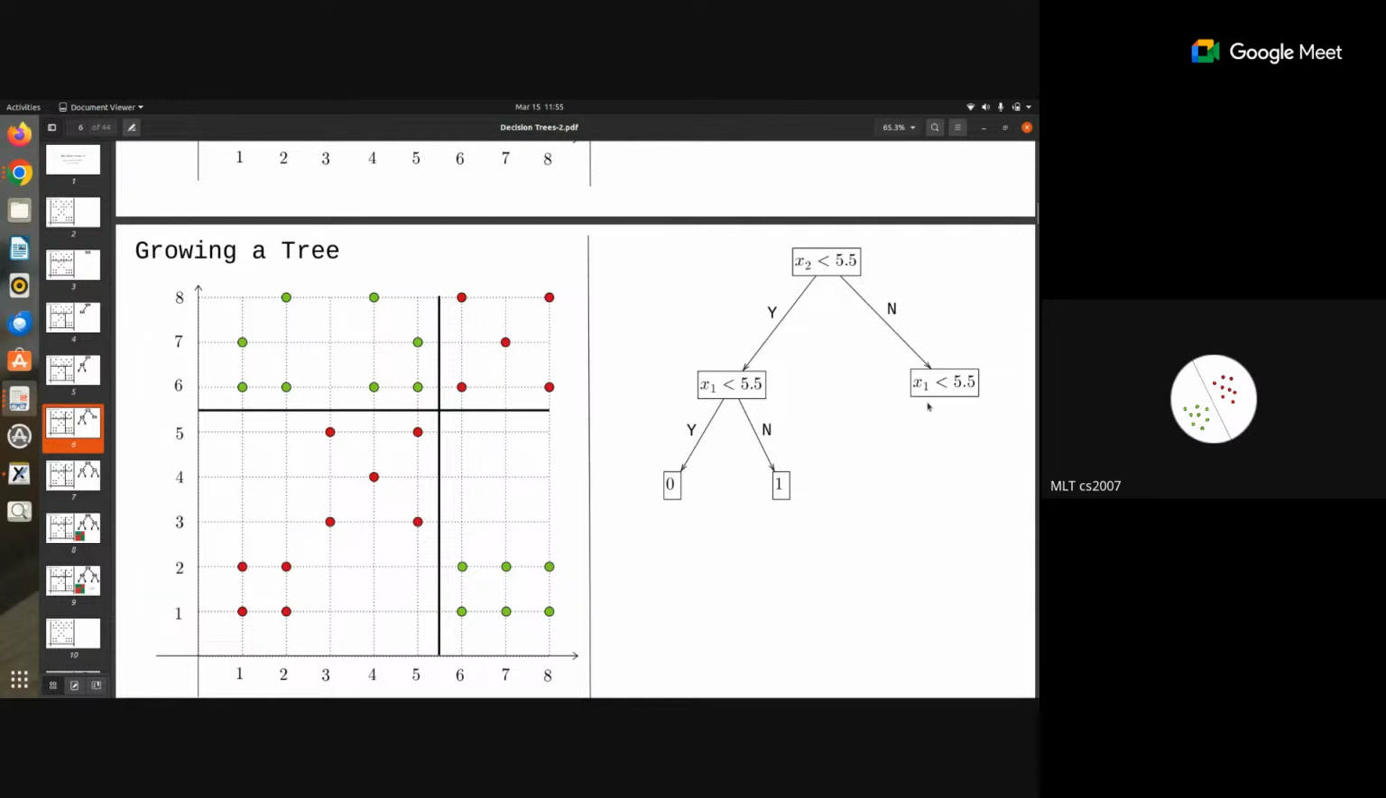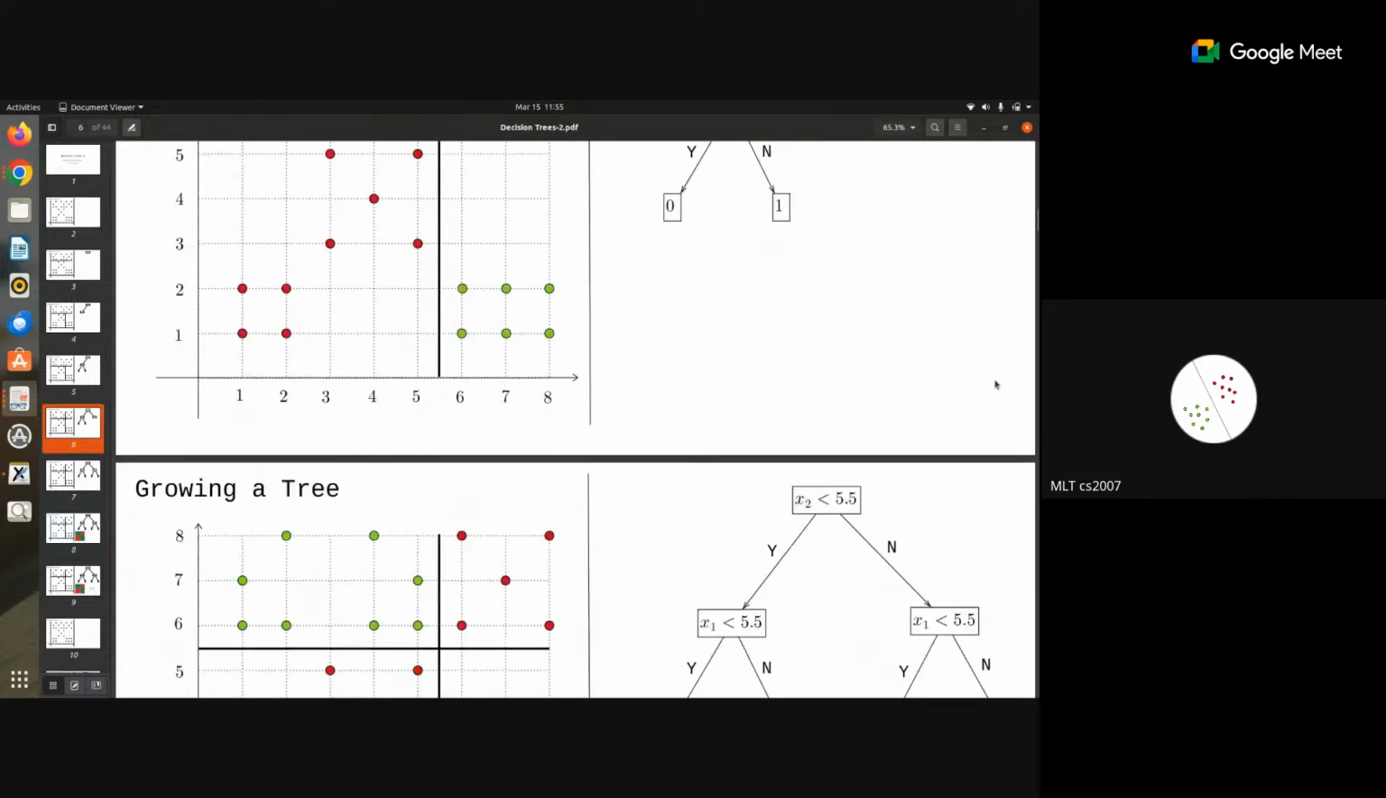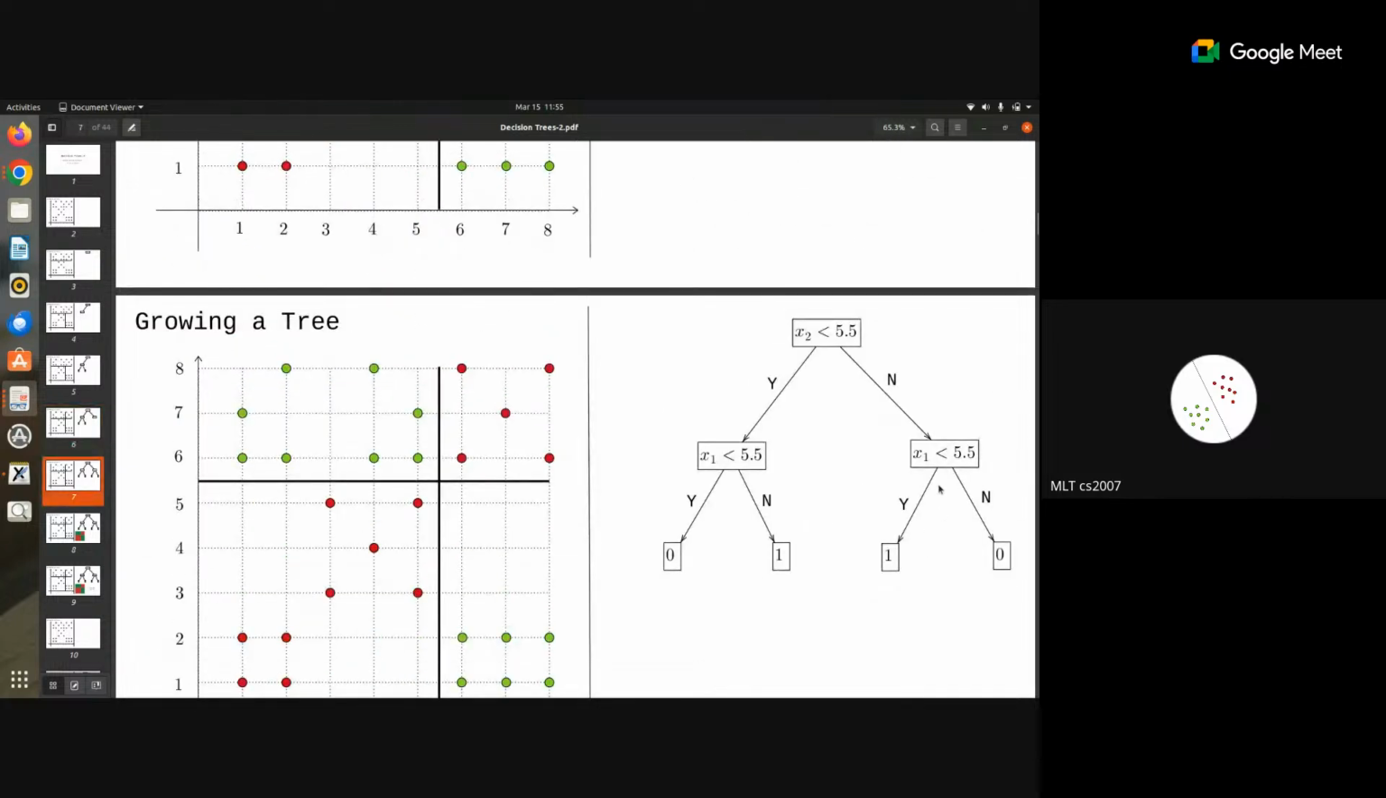And the next question we ask is if x1 is less than 5.5, the same kind of question we have asked here. If the answer is yes, then we say 1, and if it is no, then we say 0. So are you able to understand the difference here? This was the same question.